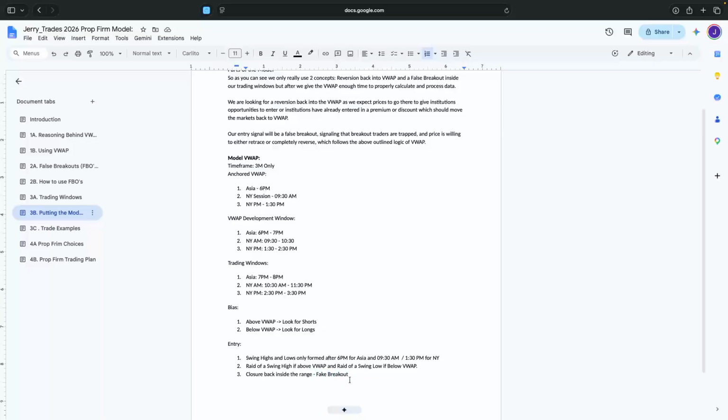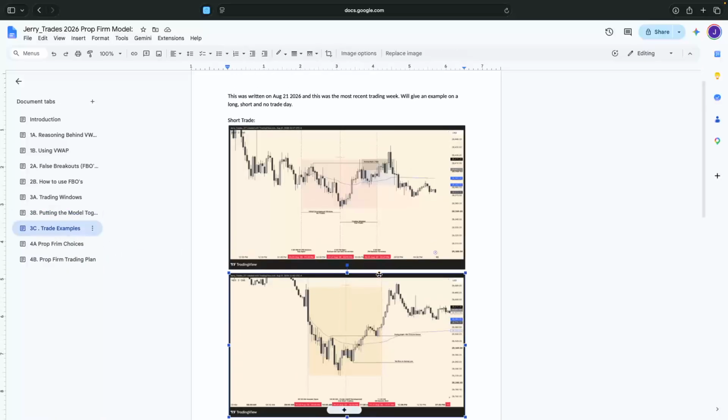And obviously, we're not looking for any of this until our trading windows have hit. So if a setup forms at like 6:48 p.m. for Asia, we're not taking that. The only setups we're looking for are once the window hits. Once 7 p.m. hits, we can start looking for setups. So 7 p.m. hits for Asia, or 10:30 for AM, or 2:30 for PM. Only at that point can we look for a false breakout back to VWAP.